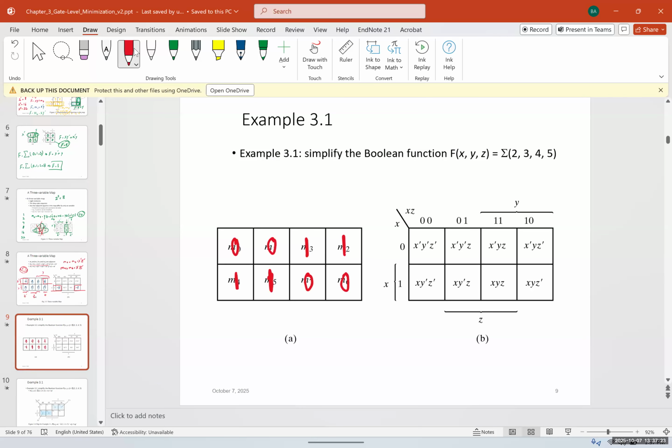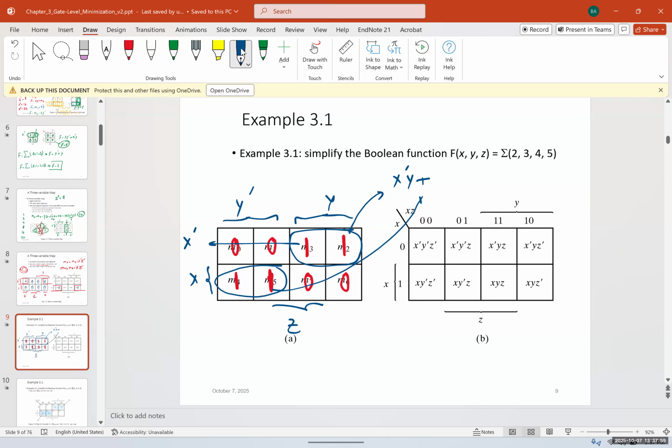Does anyone have the answer? X prime y plus x y prime. Perfect. So I can combine these two, and I can combine these two. This is y, this is z, and this is x. So in the first row, they have x prime in common, they have y in common. So for these two, it's going to be x prime y. And for these two, they have x in common and y prime in common. So it's going to be x y prime. X prime y plus x y prime.